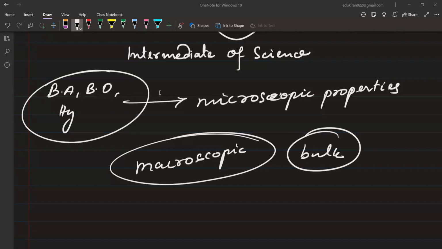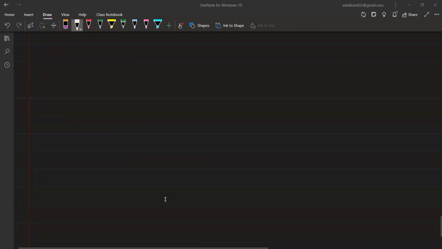That is why in this class we are going to learn about changes and observe changes in the macroscopic world. We are not microscopic entities, so we cannot see what changes are happening exactly in the microscopic world.